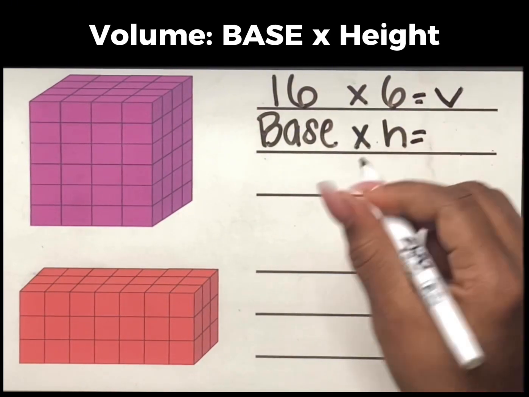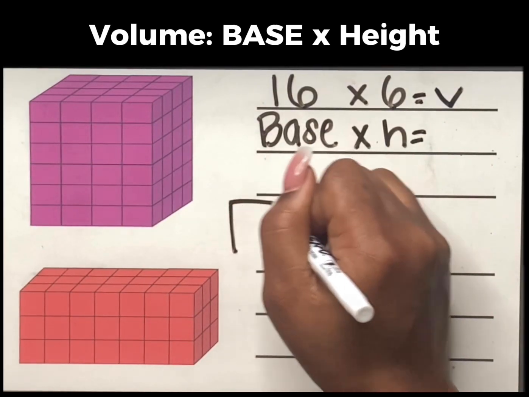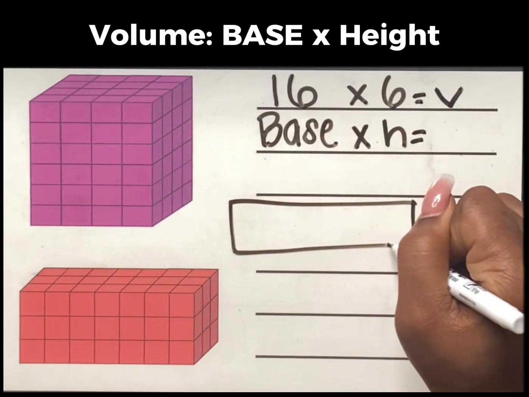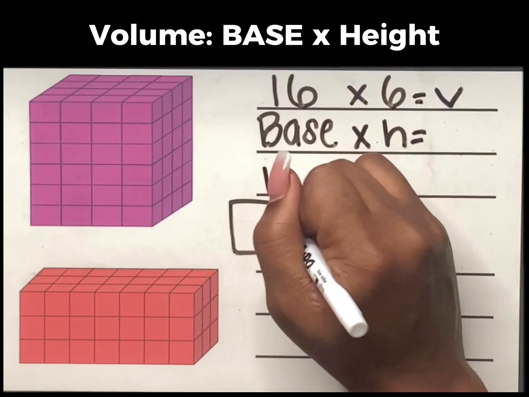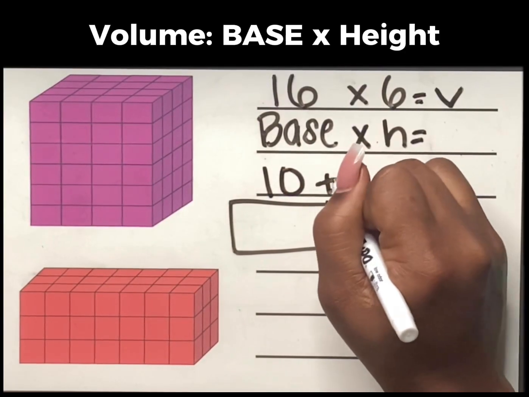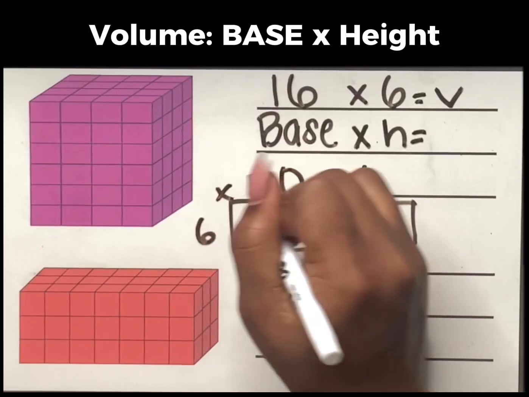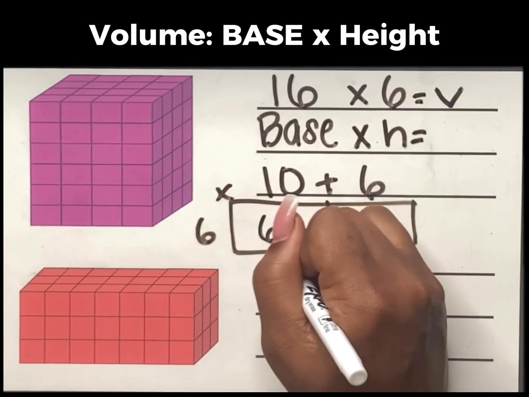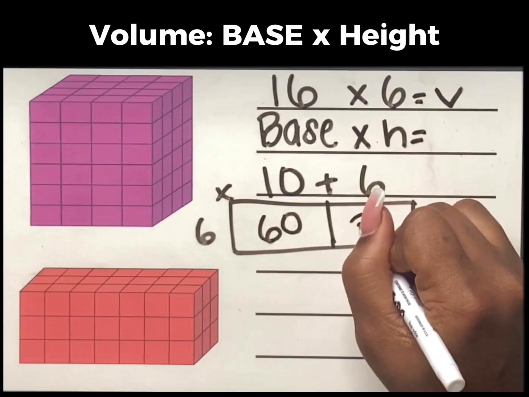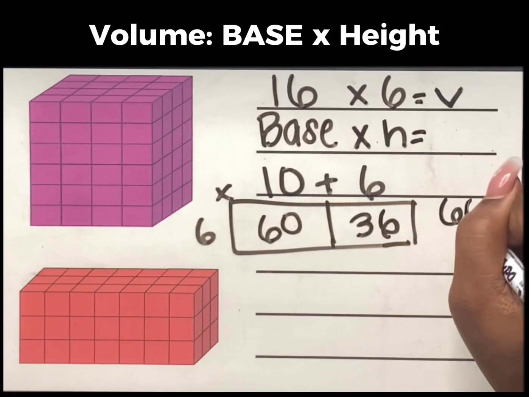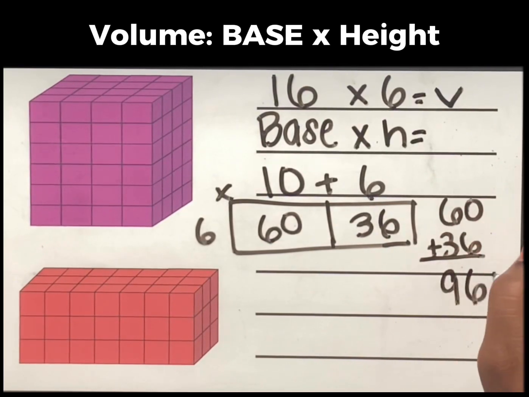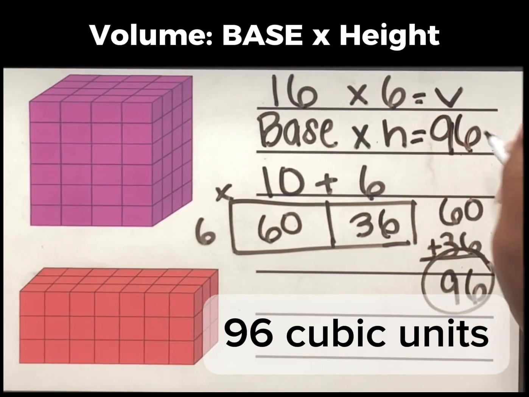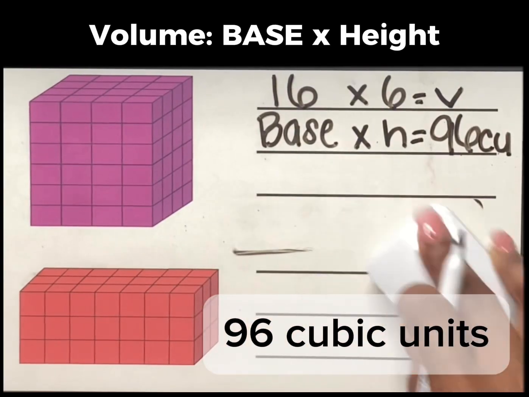Let's multiply. We're going to use rectangular array. You use whichever strategy you know best. The 16, we're going to decompose 10 plus 6 and 6 on the side and your multiplication sign. 6 times 10 is 60 and 6 times 6 is 36. I want to add my partial products. 60 plus 36, 96. I have a volume of 96 cubic units. Be sure to write CU for cubic units.